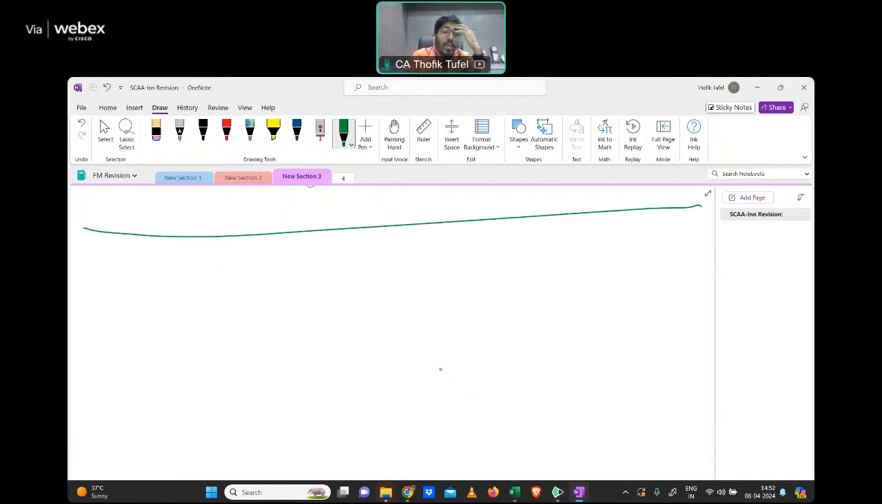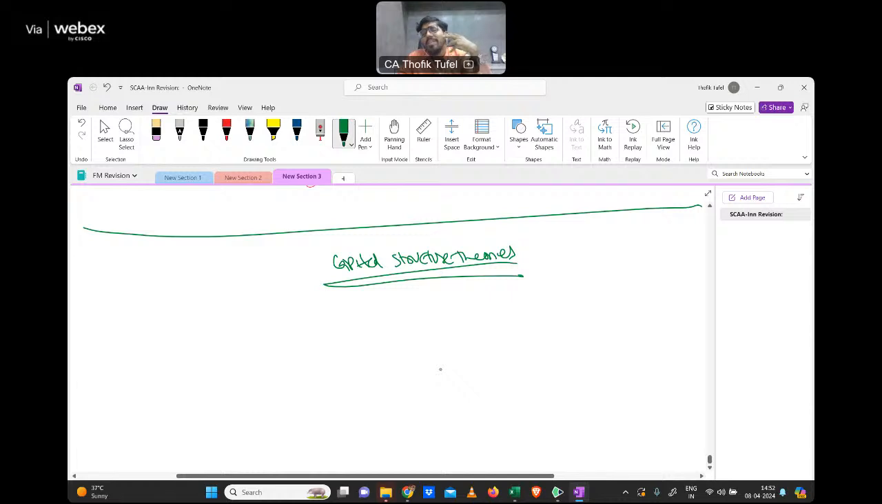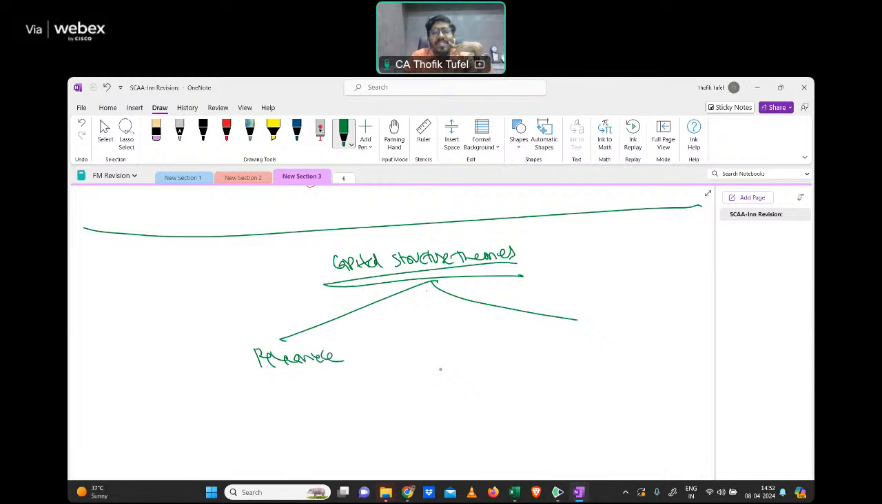Next, we are going to see certain theories for capital structure. So that is what is called capital structure theories. In capital structure theories, we have two types of theories. One is theories of relevance and another one is theories of irrelevance.